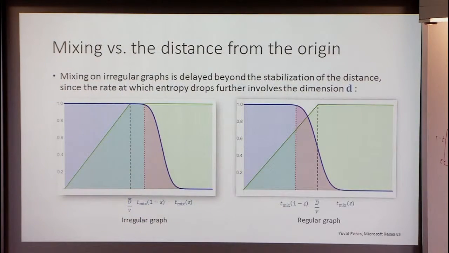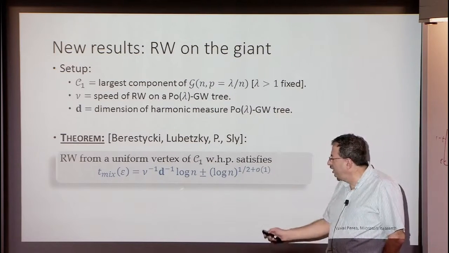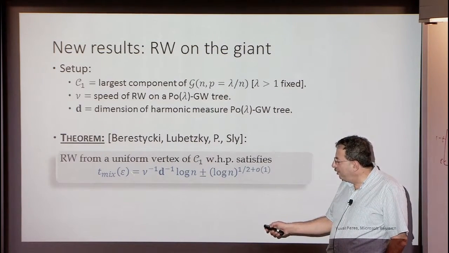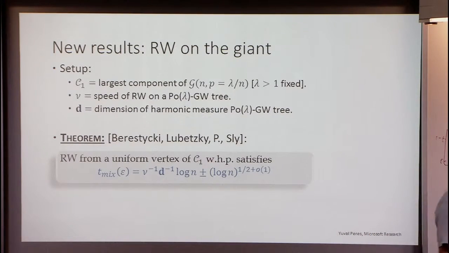And I'll just maybe jump to what is the result. And the result is that the mixing time here is order log n. And there is cutoff when you start at a uniform vertex. So this is quenched. So you choose a vertex uniformly at random, and then you fix that vertex and look at the mixing time from that vertex. And it's log n times some known constants from the behavior of random walks on Galton-Watson trees.